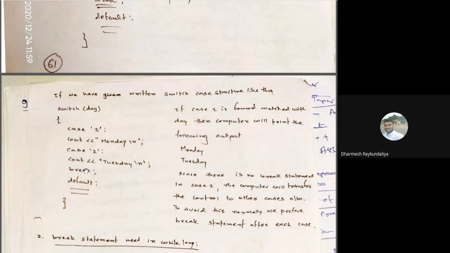तो यहाँ पे यूज किया, यहाँ नहीं किया तो क्या होगा? As soon as the constant 1 matches, it will print Monday, and immediately, because there is a fall through effect, it will also print Tuesday, and then it will go for the break. But I am only looking, when I give day 1, for it to print only Monday, so I have to give the break statement after the cout of Monday.